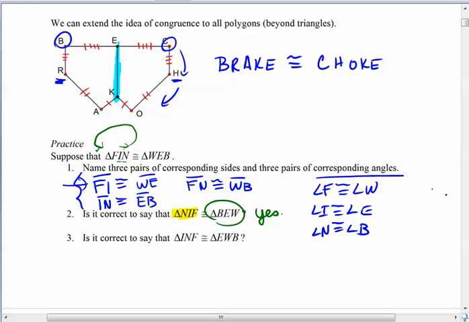The second letter is now named first. Is E named first? Yes, we're good with the E. But then after that, the N should match up with the B. But unfortunately, in this statement, the B did not come next. It should be B to retain corresponding parts matched up. So since that's not the case, we're going to say no, that is not necessarily the case.